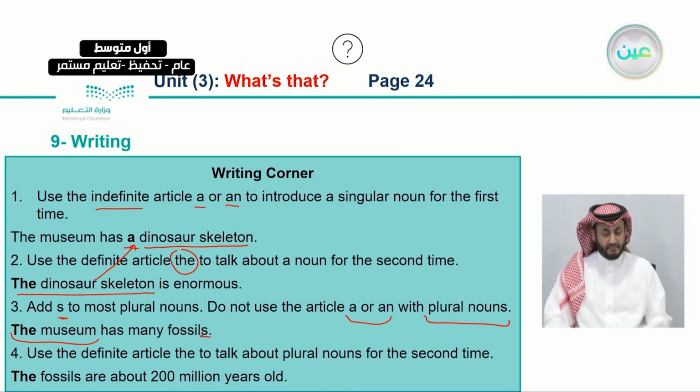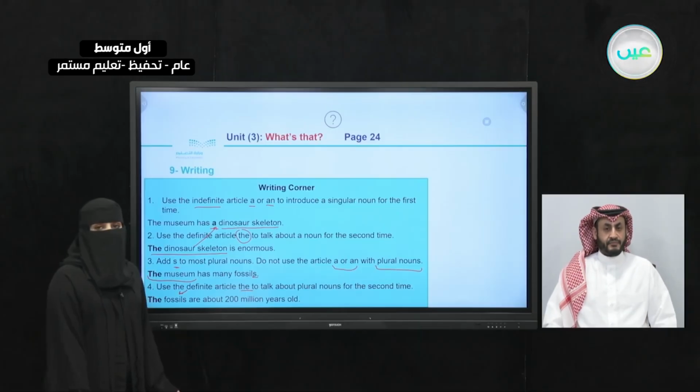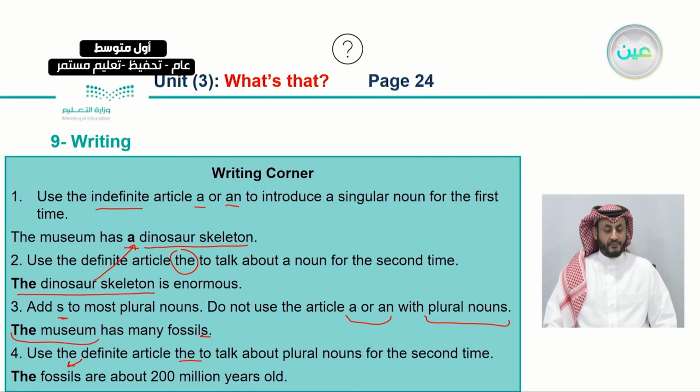Number 4, use the definite article the to talk about plural nouns for the second time. The fossils are about 200 million years old. Did you notice something here? The first time I said the museum has many fossils. When I was mentioning that for the second time, I added the article the.